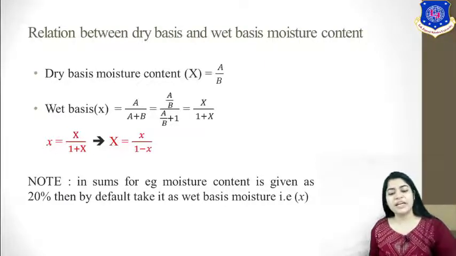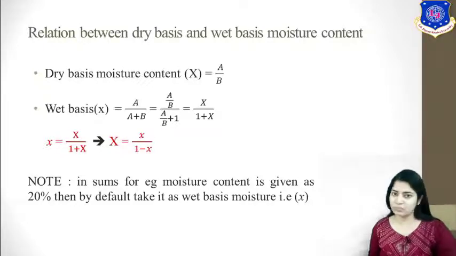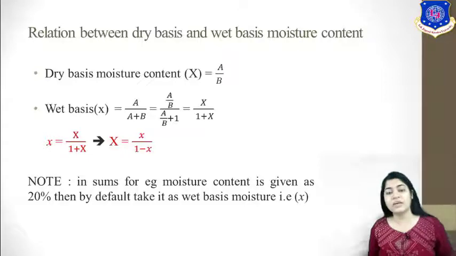If I take B common, then I get A by B whole upon A by B plus 1. But your A by B is your dry basis moisture content, capital X. See here, it is a ratio, whereas your wet basis is a fraction: amount of water present upon total amount. Water and dry solid, that is your total system.